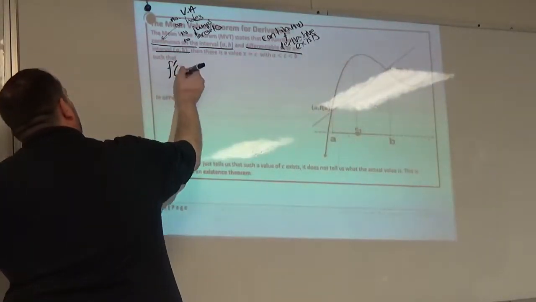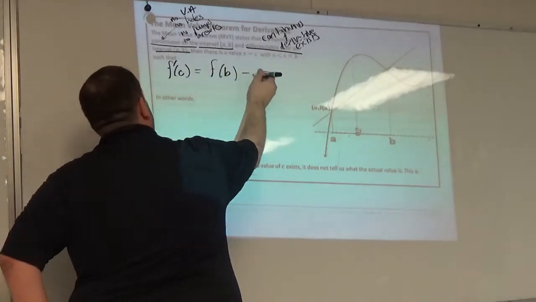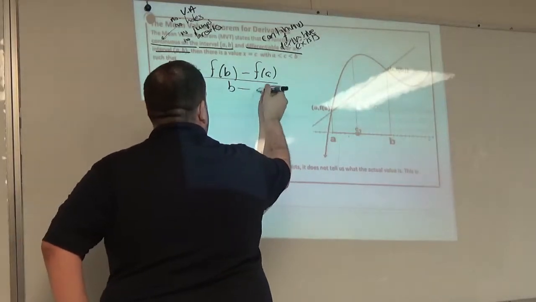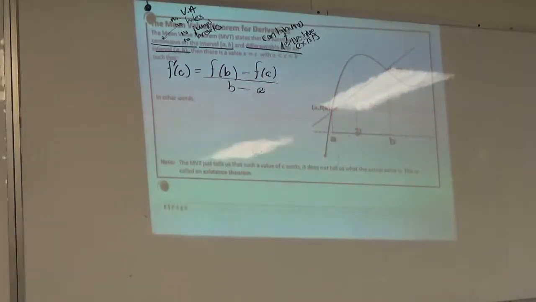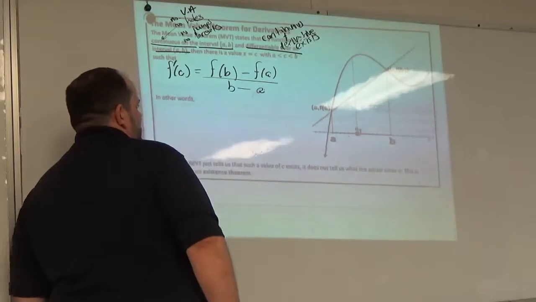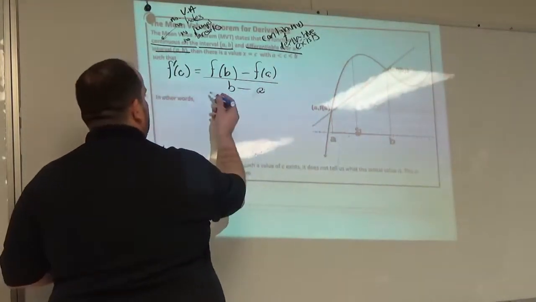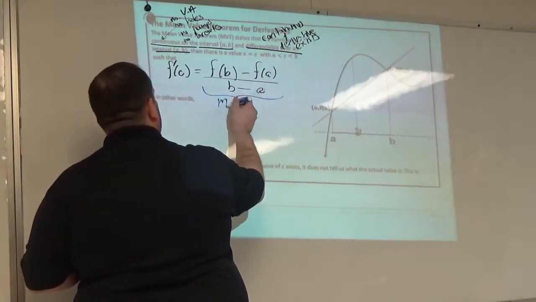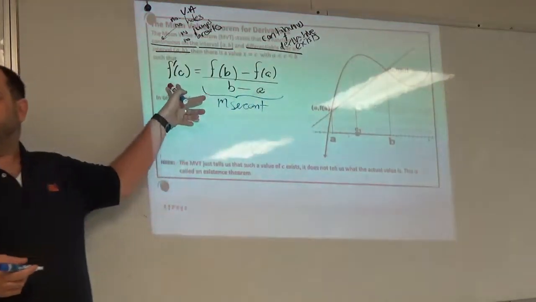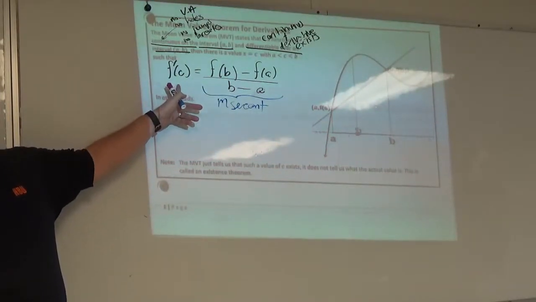this is true. F prime of C is equal to F of B minus F of A over B minus A. If your function is continuous on the closed interval, no holes, no jumps, no breaks, no vertical asymptotes, and differentiable on the open interval, so smooth, the derivative exists, then this expression on the right, F of B minus F of A over B minus A, just means the slope of the secant. And this guy over here, F prime of C, means your derivative.